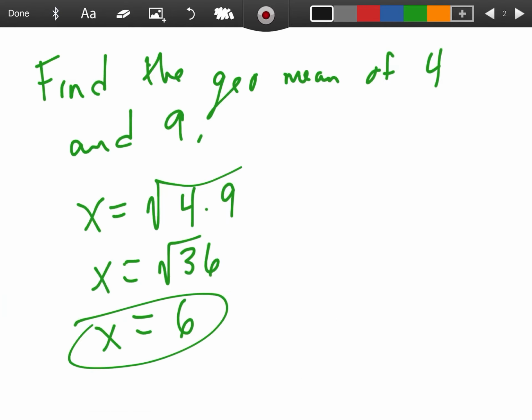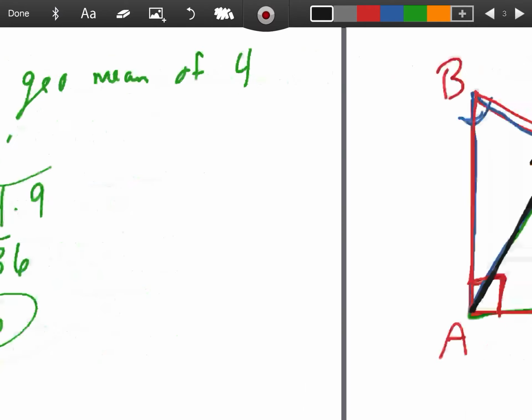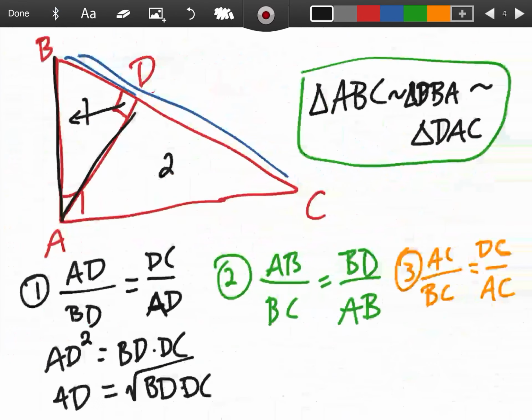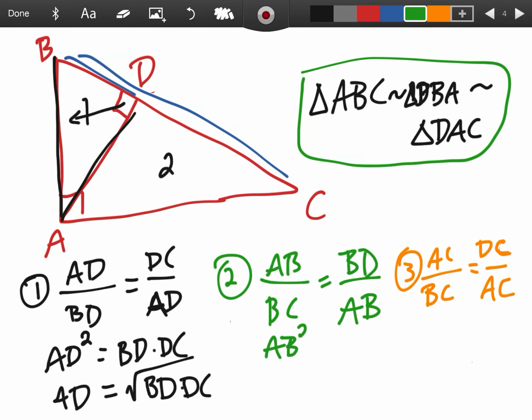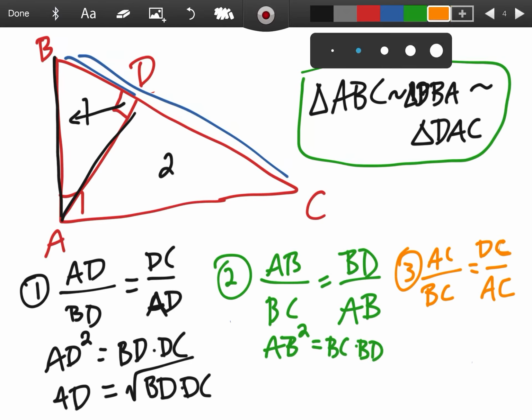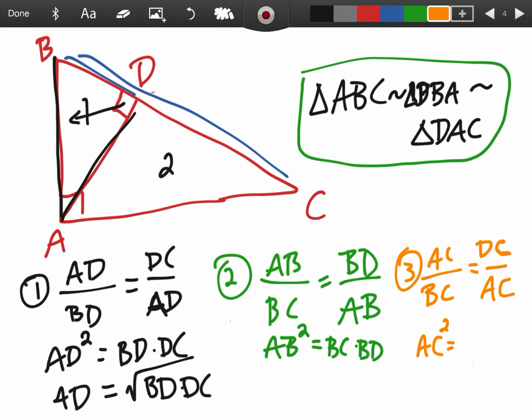Well, what does this remind us of? Let's just check back 2 slides and look at how we find the geometric mean. We're taking the square root of the product of two numbers. So here, AD is actually the geometric mean of BD and DC. We also can find that AB is the geometric mean of BC and BD. And lastly, we will find that AC is the geometric mean of BC and DC.